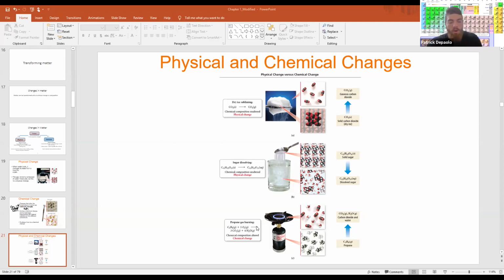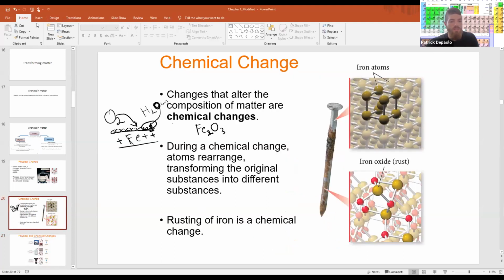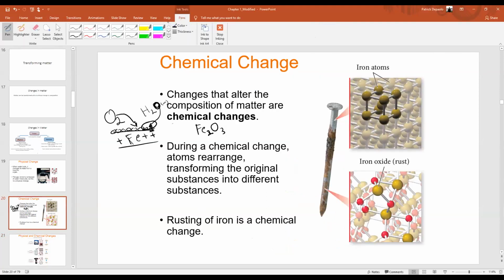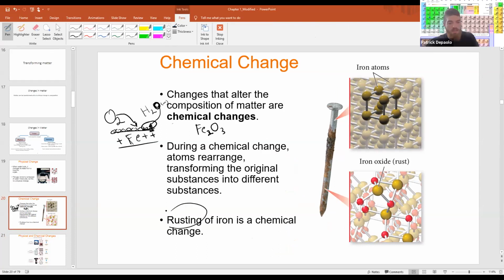And then propane burning, anytime we see burning. So the key words here, I'll write them down. Keywords for chemical change: rusting, burning, I guess I'll put baking.